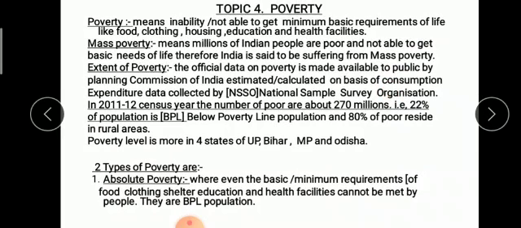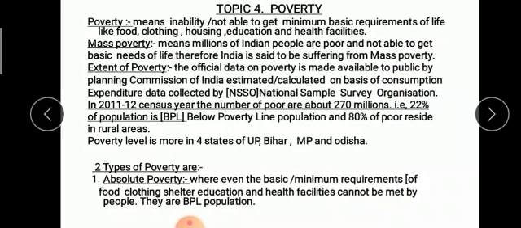What is mass poverty? Mass poverty means millions of Indian people. 1 million is equal to 10 lakh. So lakhs of people, or we use the term millions of Indian people, are poor. Majority of the people are poor, you can say, and are not able to get the basic needs of life. Therefore, India is said to be suffering from mass poverty.